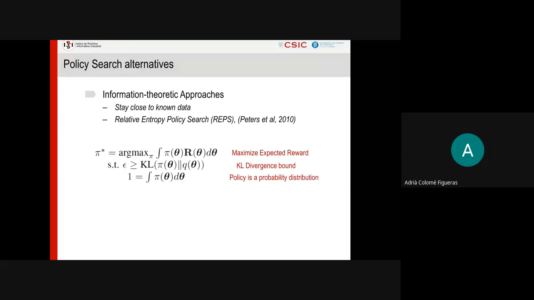What is this equation in the middle? It is a bound on the Kullback-Leibler divergence between the new policy and the old policy. So basically, we limit the amount of change within the policy, and this allows us to control how greedy we want the policy change to be.